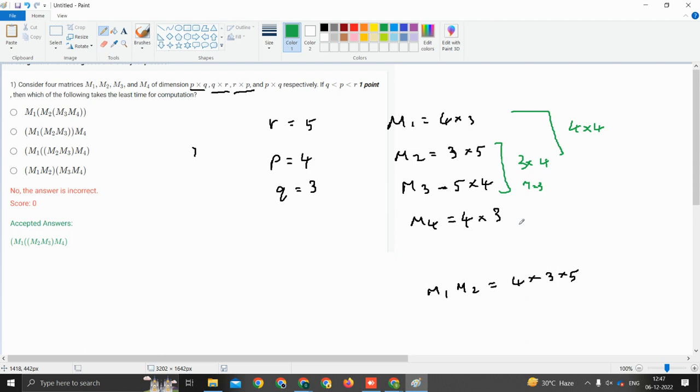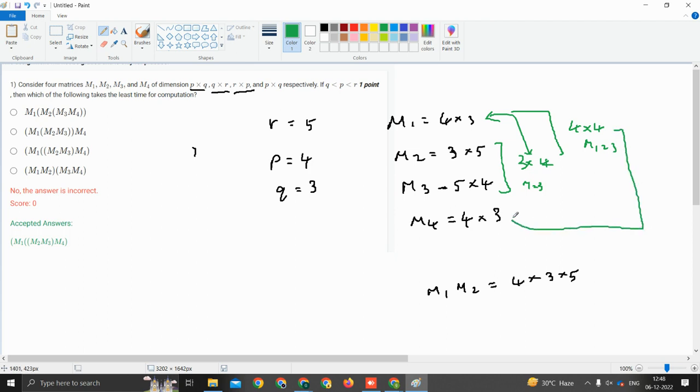Take anything, it's the same. Oh, both are 4 cross 3 and 4 cross 3. So you're saying we can take anything. Yes. Okay, so what do you take? We'll take M1 with M23, 3 cross 4. I'm multiplying with M1, so it will give me 4 cross 4. This will be M123. Am I right?